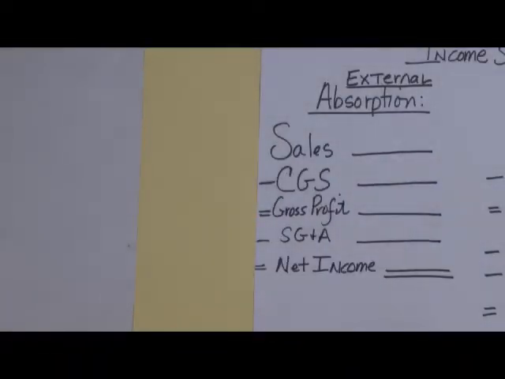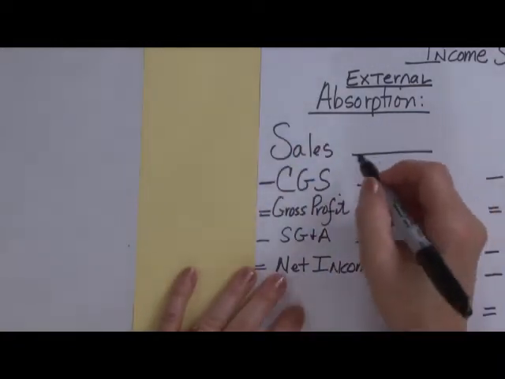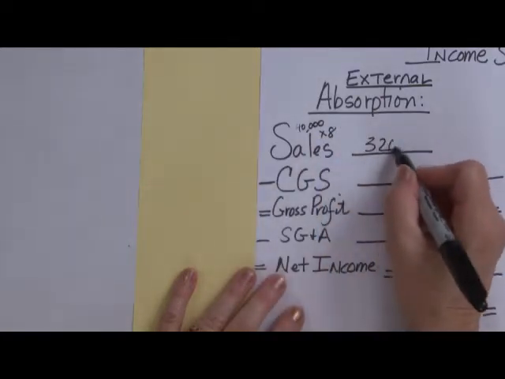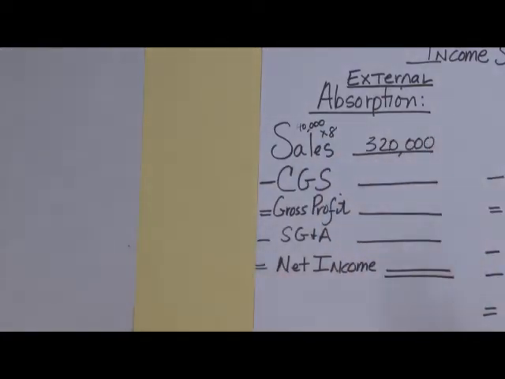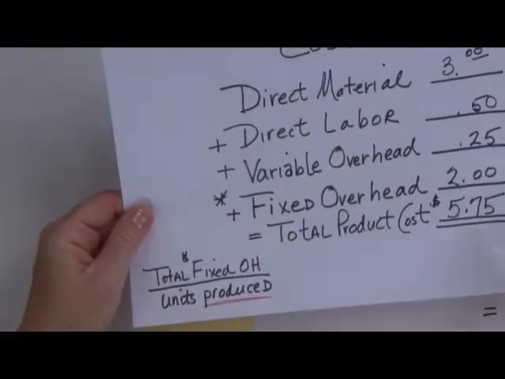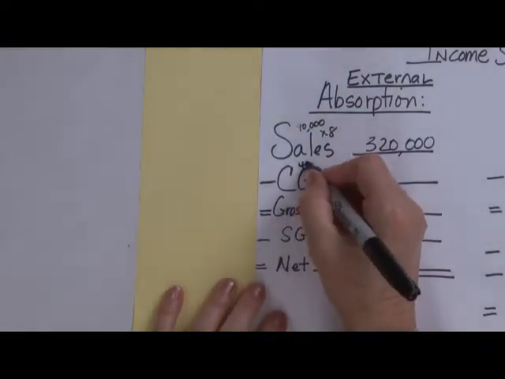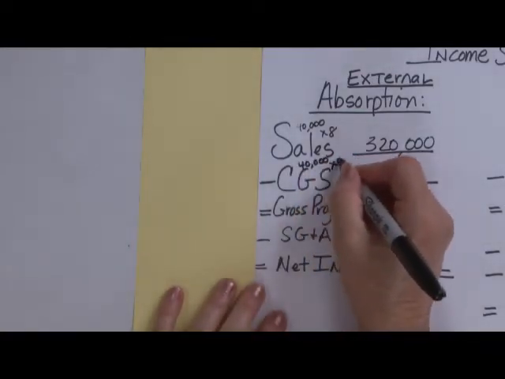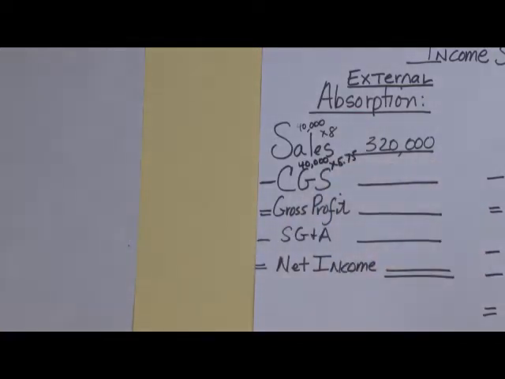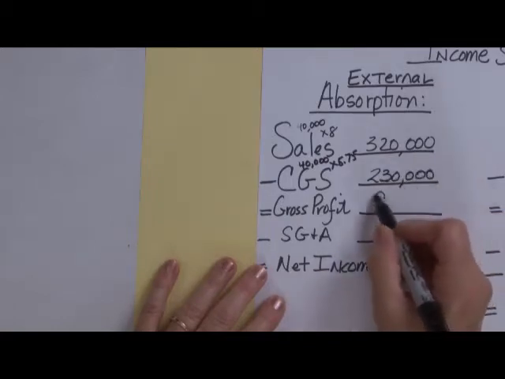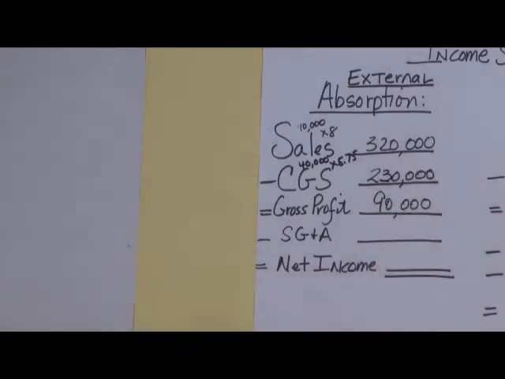All right, we're going to be selling 40,000 units times $8. So this is sales of $320,000. Our cost of goods sold. Well, let's go back, and under absorption, we have a cost of $5.75 times the 40,000 units sold. And this gives us $230,000 in cost of goods sold, or a gross profit of $90,000.